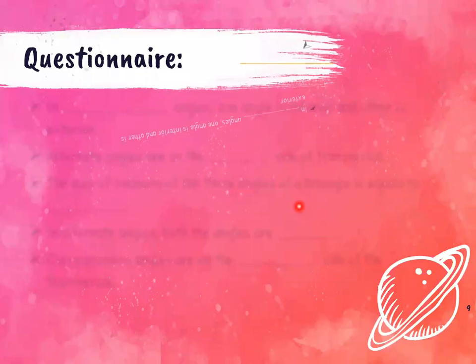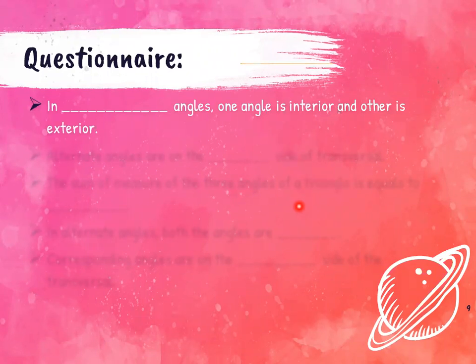Now we are moving towards a question answer session. What you have to do is write down the answer here. In dash angles, which angles? One angle is interior and the other is exterior. Alternate angle or corresponding angle? Yes, so the answer will be corresponding angles. In corresponding angles, one angle is interior and the other is exterior, right?